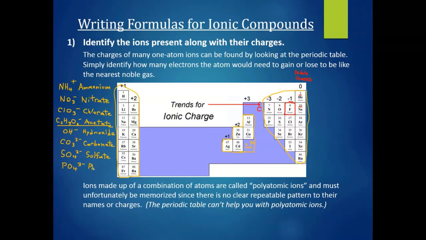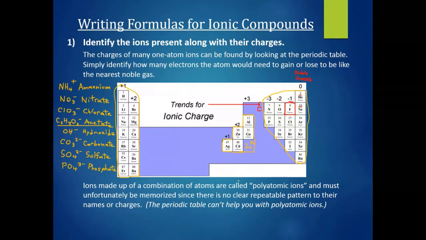So these are the big 8. These are the most important polyatomic ions, the ones that show up the most often. Ammonium, nitrate, chlorate, acetate, hydroxide, carbonate, sulfate, and phosphate. I apologize if my writing is a little bit hard to read. I hope that's readable. You all got that copied down? We good to go?